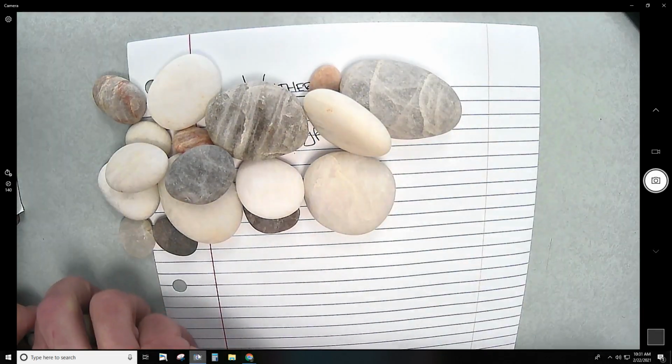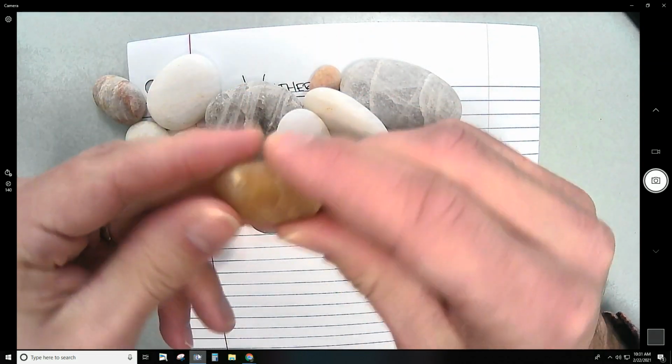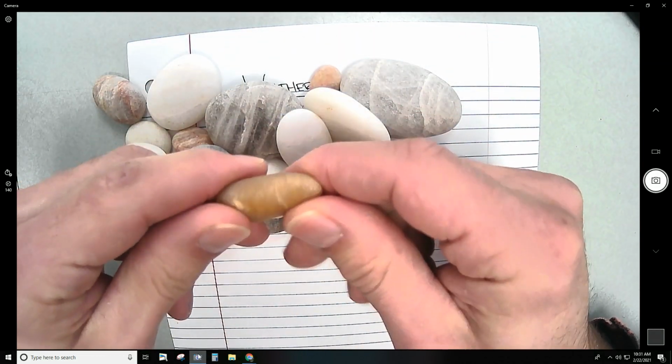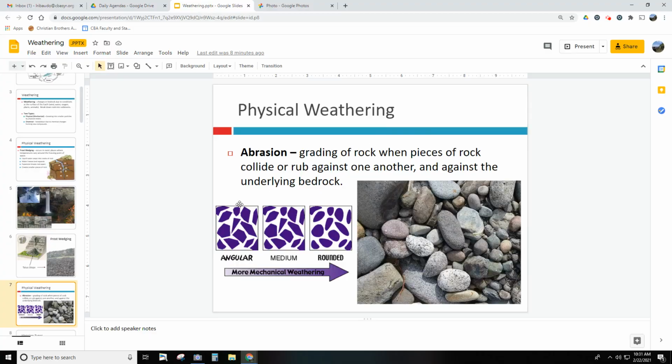So these are abraded by water. Okay, the water is transporting the rock, tumbling them against each other, and on a beach this happens. It also happens in streams. Now, this can also happen with wind.